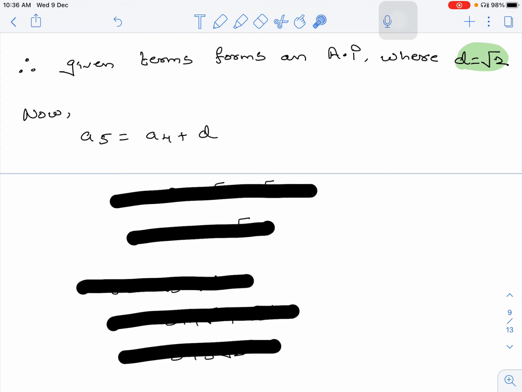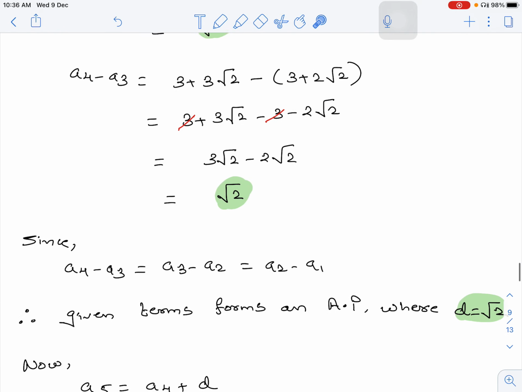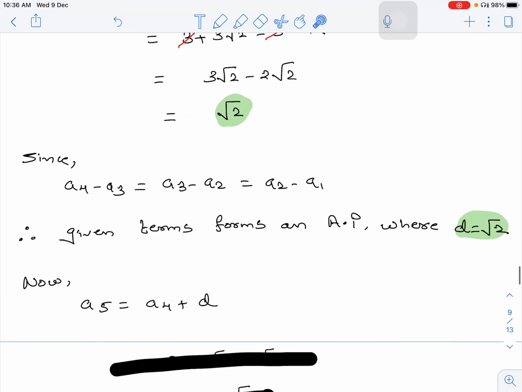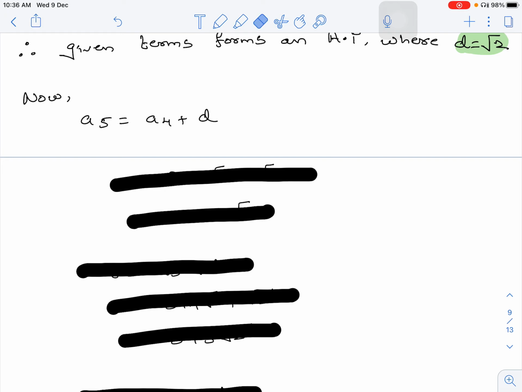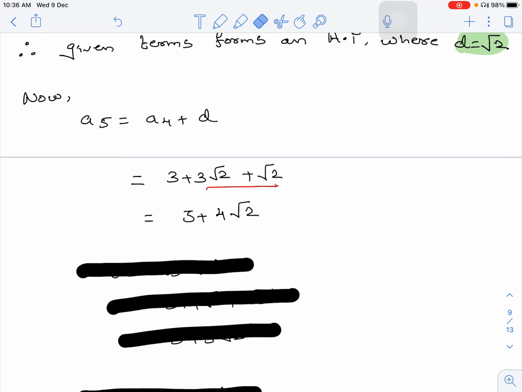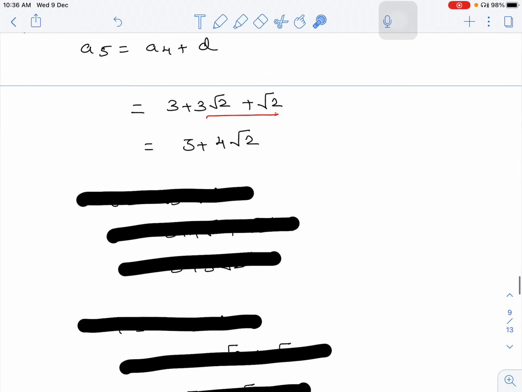Now A5 equals A4 plus D. So that equals, now what is the value of A4? A4 is 3 plus 3 root 2. So 3 plus 3 root 2 plus root 2, that is the value of D. Now this 3 will be as it is, but these both we can add. So in the next step what we will get? 3 plus 4 root 2.